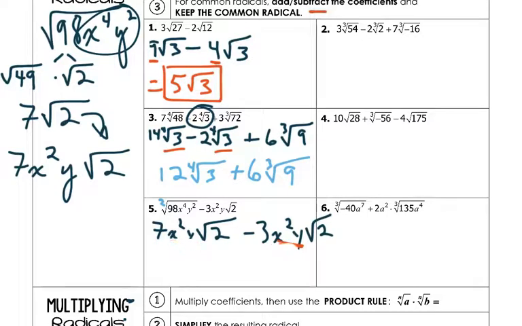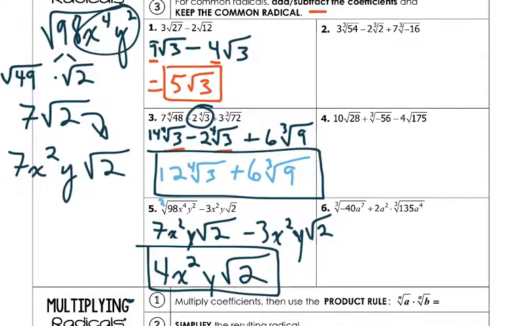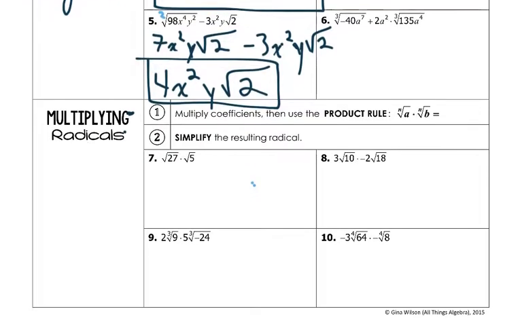All right, so I'm going to erase these guys. X squared y, x squared y. All right, so 7 minus 3 gives us 4. And we keep everything else on the back end. I know that looks crazy, but that is our answer. And that's our answer up here, by the way. I didn't box our answer. It's always important to box them. All right. Fantastic. We're going to go ahead and go with multiplying radicals here.